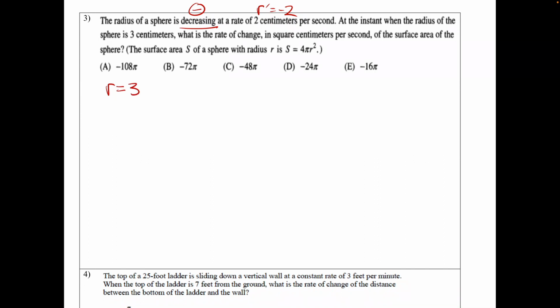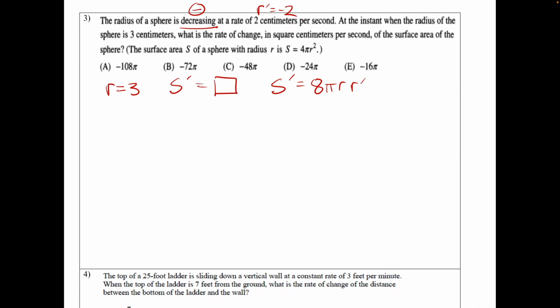we're looking for the rate of change, and it gives us the units for surface area. So we're looking for surface area prime. And it tells us an equation for surface area. Might as well take its derivative since we're trying to find s prime and we only have s. So we are going to say s prime in this case is equal to 8 pi r r prime.